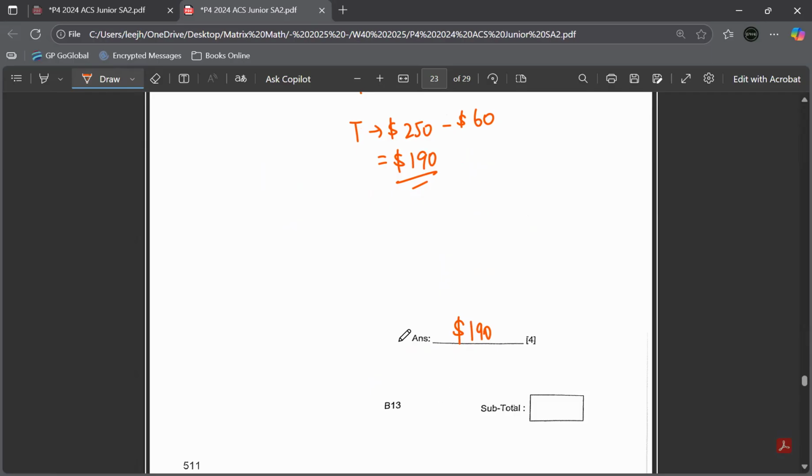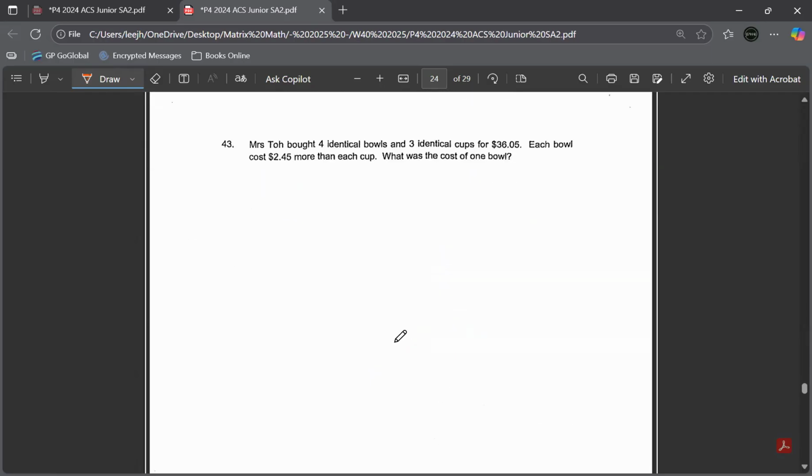Okay. Question 43. Mrs. Toh bought 4 identical bowls and 3 identical cups for $36.05. Each bowl costs $2.45 more than the cup. What's the cost of 1 bowl? So I got 4 bowls and 3 cups. So you know that a bowl costs $2.45 more than 1 cup.